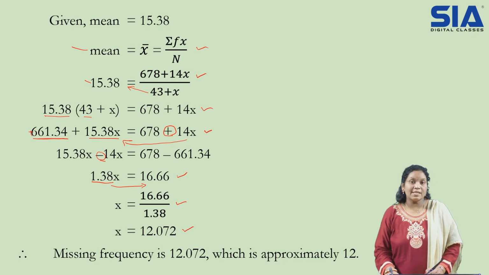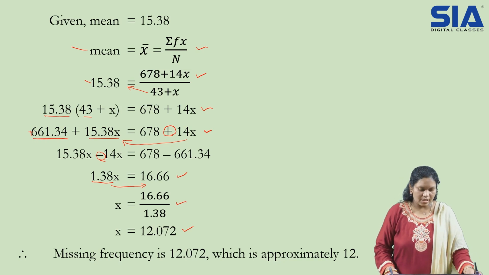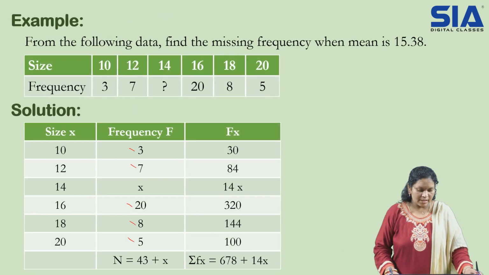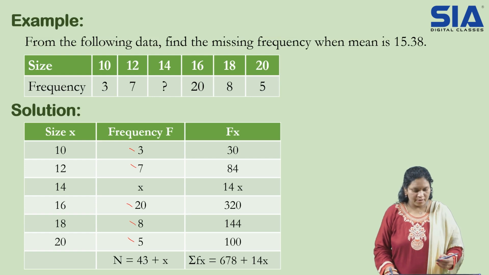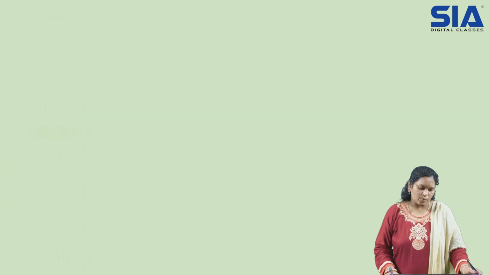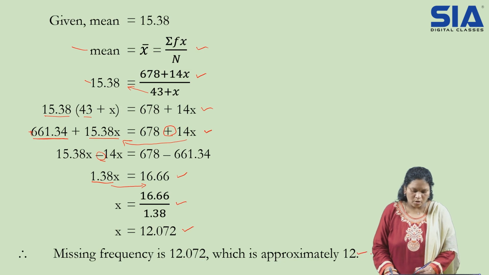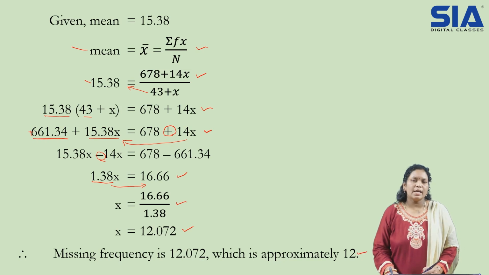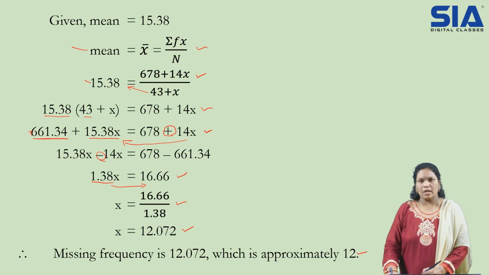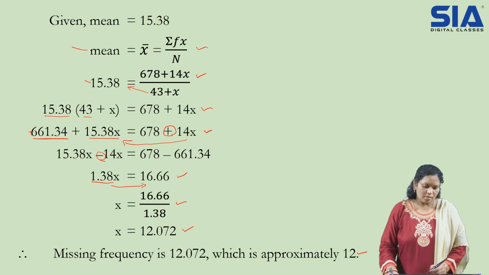So check it out. We have all the frequencies as regular values without decimals, right? Let us go back to our table once and check it. How are the frequency values? 3, 7, 20, 8, 5. So the x value we can approximate as 12. We got 12.072, right? Approximately we can consider it as 12, because all the values are just whole numbers without any decimals. So the missing frequency we got back is 12.